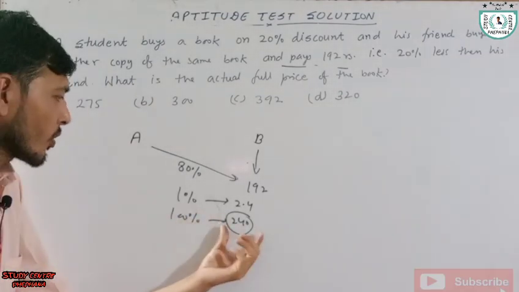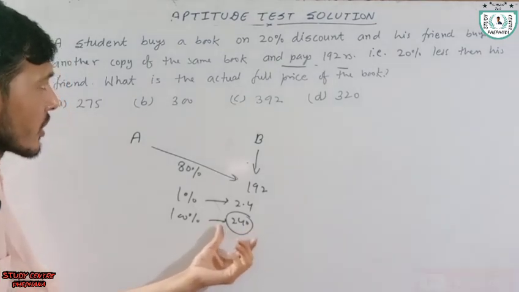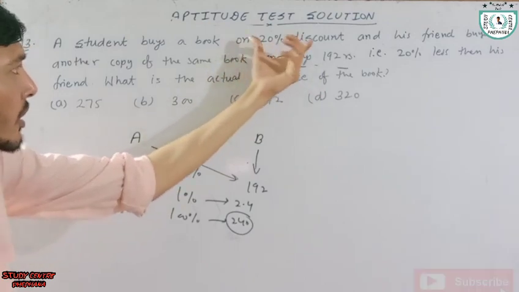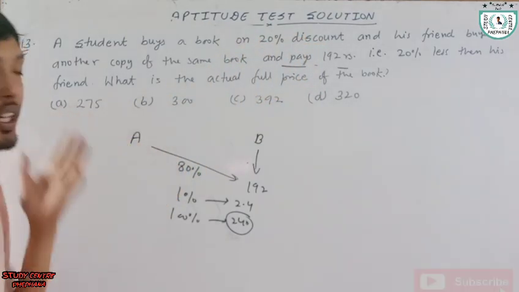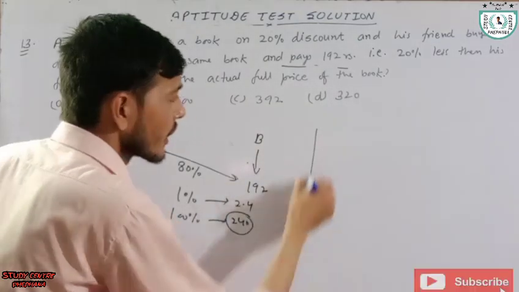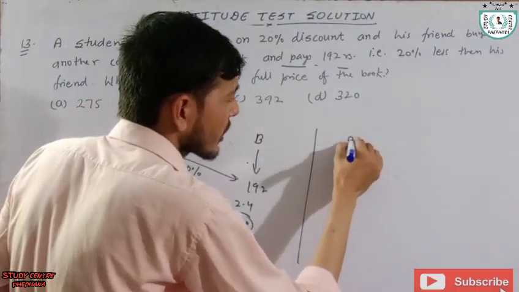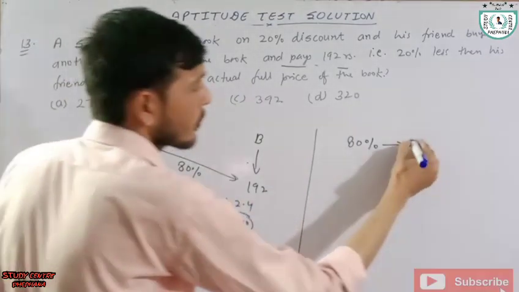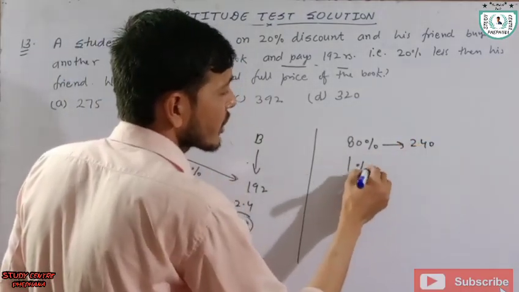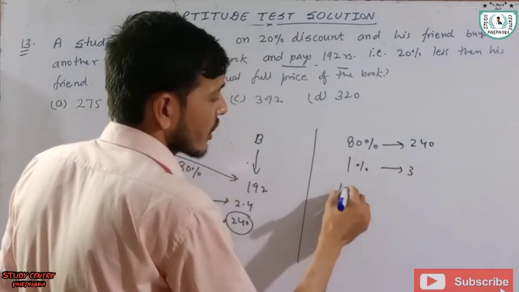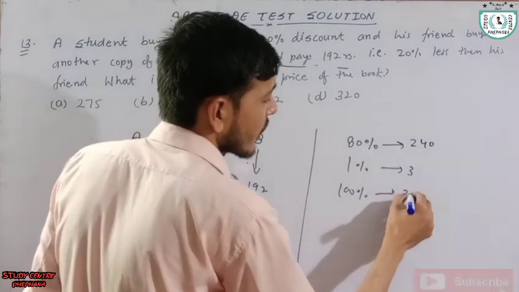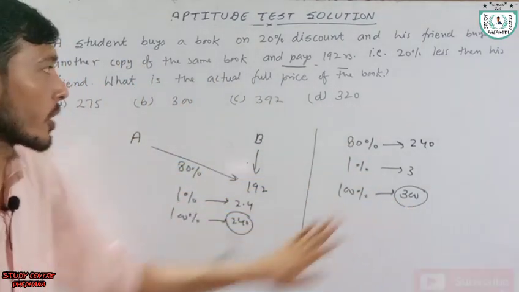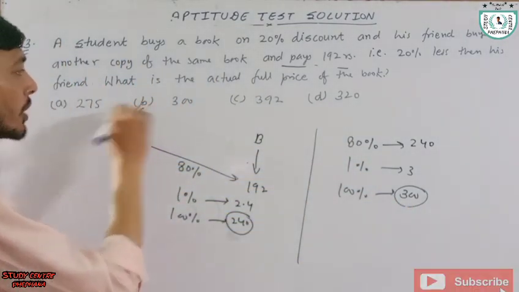Okay, this 240 rupees is 80% of the full price of the book, because A gained a 20% discount. It means 80% of the full price is 240 rupees, then 1% is equal to 3 and 100% is equal to 300 rupees. It means the full price of the book is 300 rupees. That is option number B.